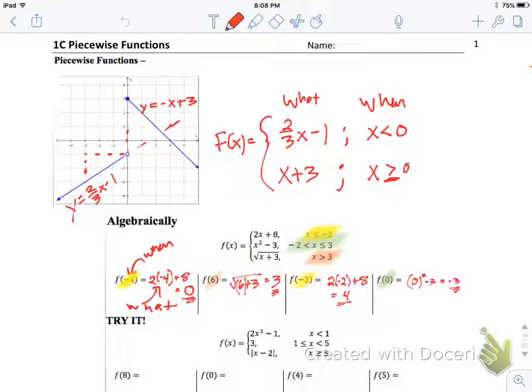The last one is 0, which falls into the middle band from negative 2 to 3, so we're going to use that x squared minus 3 portion of the function. So you have to be really careful. You're only going to use one portion of the function when you have an input into a piecewise, and then you get the output.